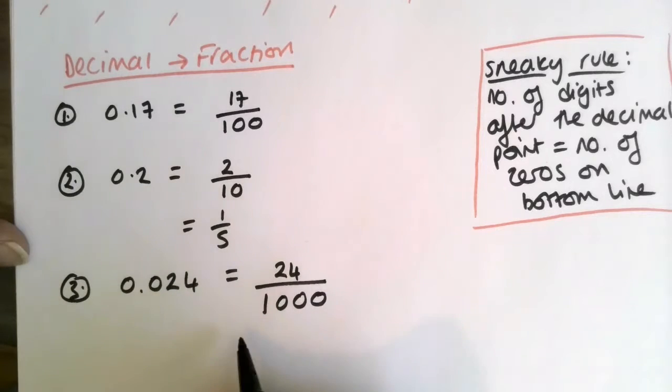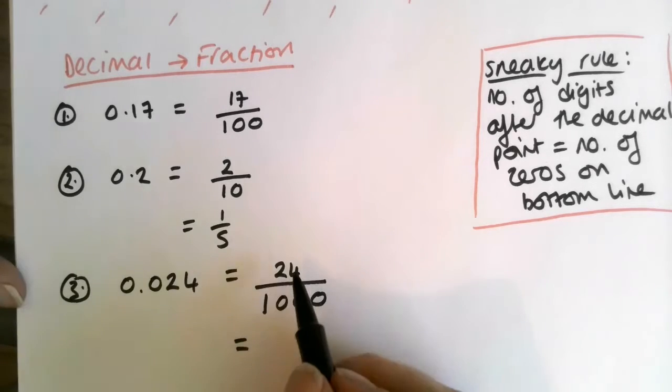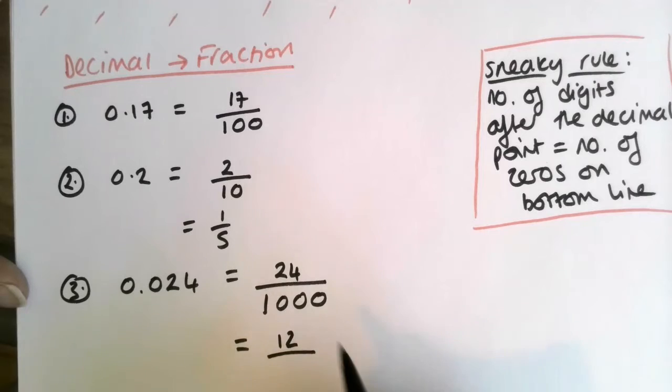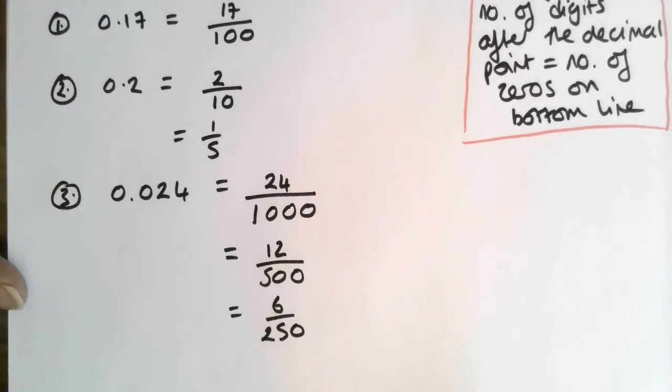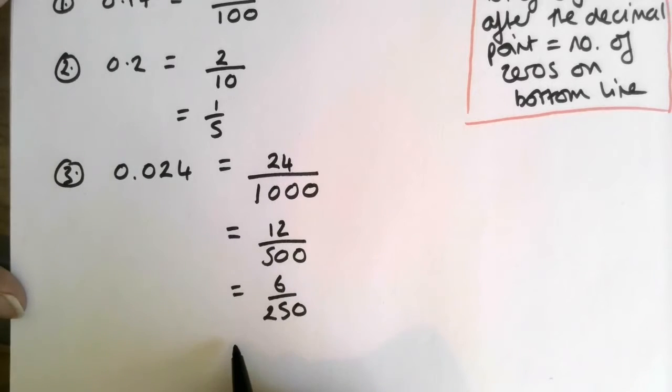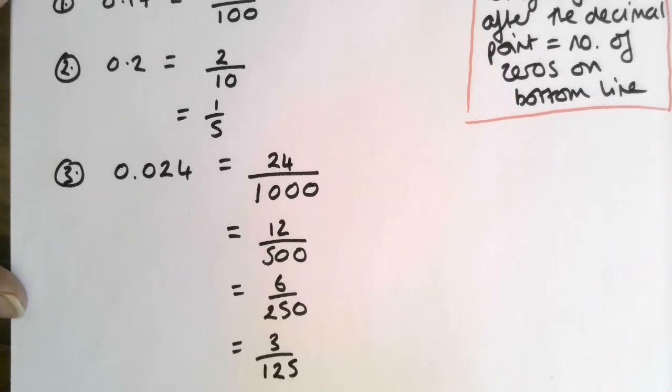And again, this one can be simplified, so let's go easier. First of all, 2 will go into both of these, so 24 divided by 2 gives us 12, 1000 divided by 2 gives us 500, 2 again, 6 over 250, 2 again, 3 over 125, and I don't think that can simplify any further than that.